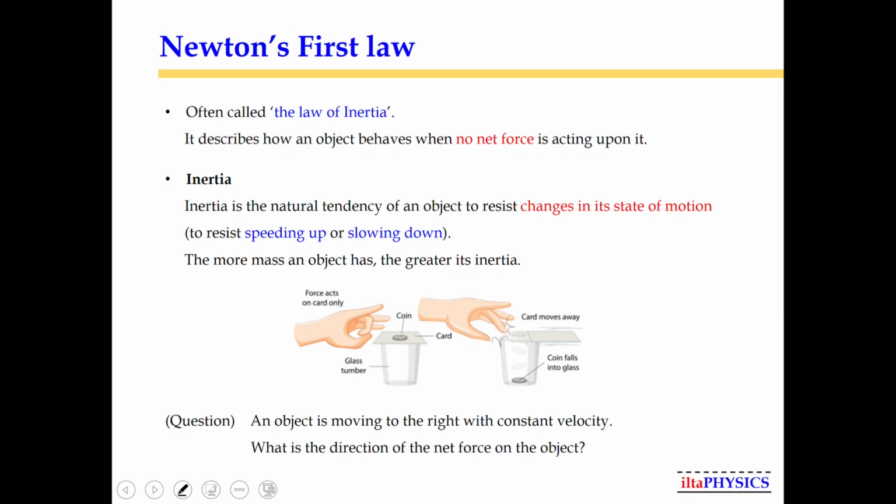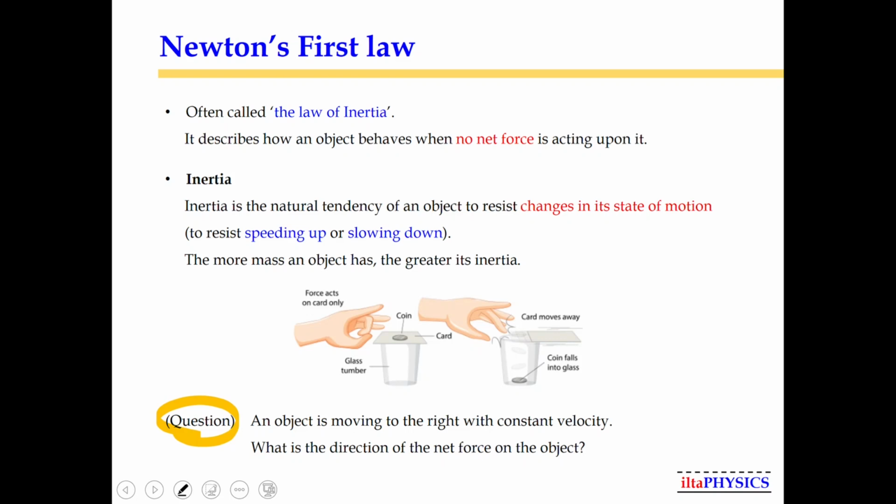Here's a classic experiment that demonstrates inertia. You place a thin card on top of a cup and then put a coin on top of the card. Now, if you flick the card quickly with your finger, the coin doesn't move forward with the card. Instead, it drops straight down into the cup. That's because the coin was at rest and wanted to stay at rest, maintaining its original state of motion because of the inertia.